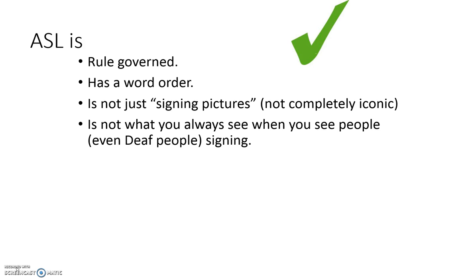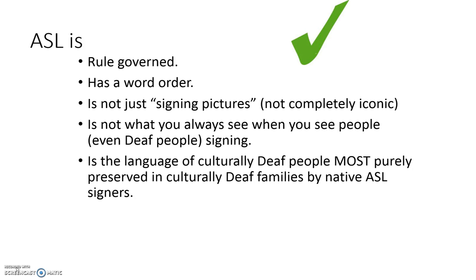Also, we need to remember, as I said in the previous slide, that ASL is not what you always see when you see people signing, even if these people are deaf people. For instance, if you have a deaf friend who grew up at a school that was a hearing school, where perhaps they used many forms of signed English and used interpreters or hearing teachers, your deaf friend may have learned to sign, and in the non-technical sense, they may use ASL. But in the technical sense, the language that they use may not be ASL. So we have to be careful not to think that just because we have a deaf friend who signs one way, that they're signing ASL in the sense that we mean it in this course.